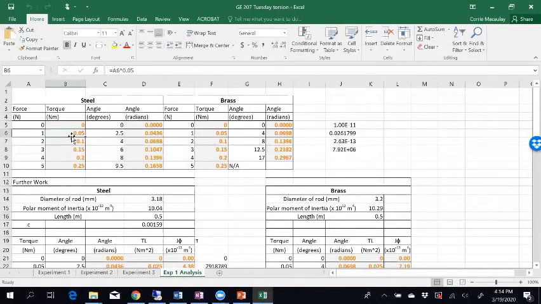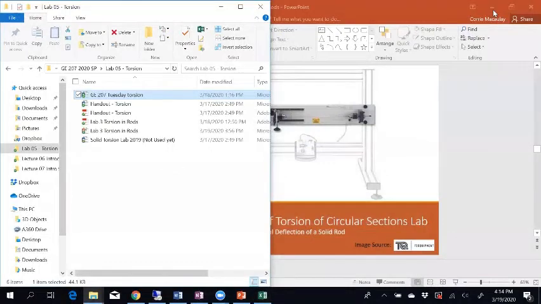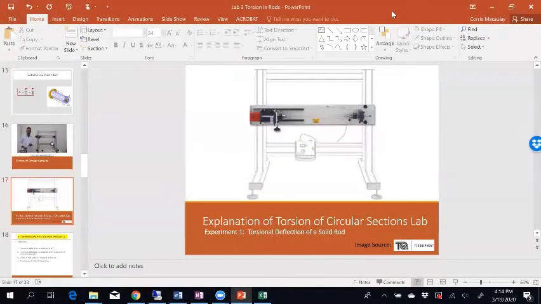I'm trying to see if I have it in here anywhere. I don't. I just have it in my cell. But the torque arm length that you're mentioning is just 0.05. Does that make sense? Yep. Cool. All right, that's 0.05 meters.